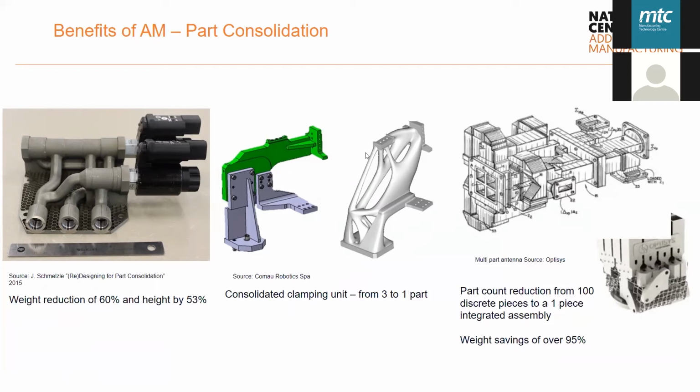In this case, the clamping unit here is reduced from 3 parts down to 1. So you can see downstream reduction potentially of assembly times used to bolt that component together. And then finally, this is an example where quite a large amount of components were reduced down into one component, really showing quite a large overall saving in weight.